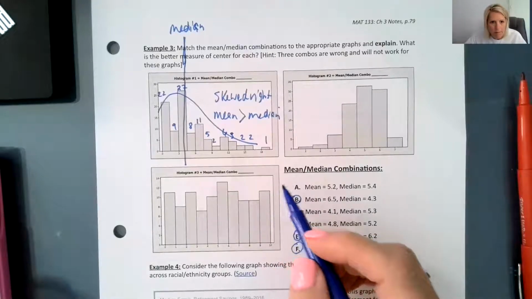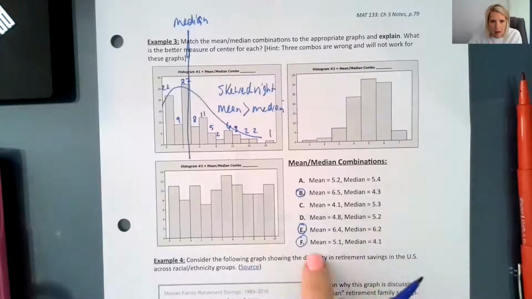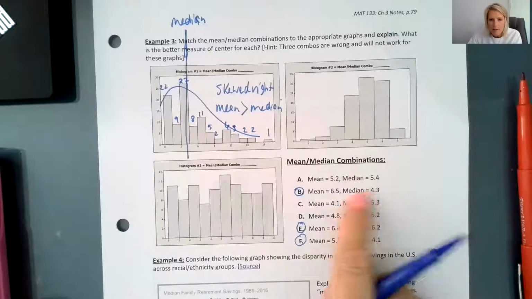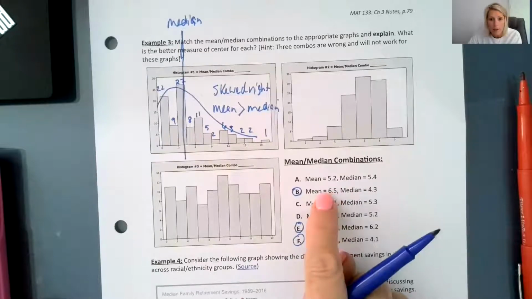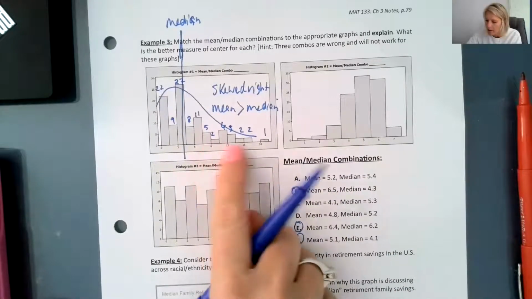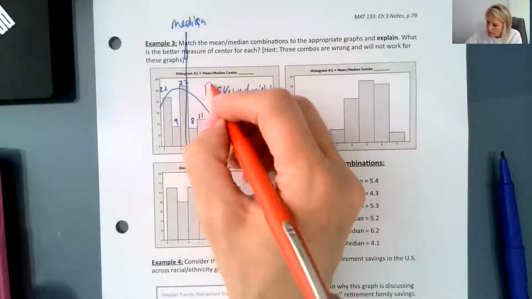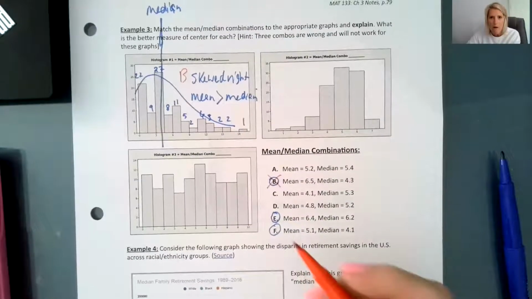Now, we could choose either of these, but because this one here, 5.1 and 4.1, they're relatively close together, I would say it's probably not that, and it's definitely not the 6.2. So I would say it's this one here where the median is at 4.3 and the mean is definitely quite a bit bigger because of the skewed data here. So we're going to say that this one is B. So we've used B. Okay, that's kind of how we do this.